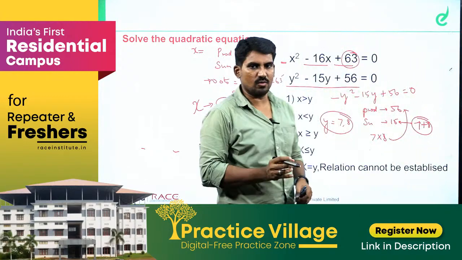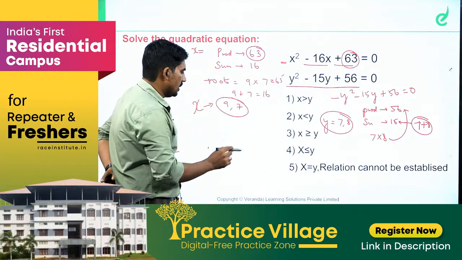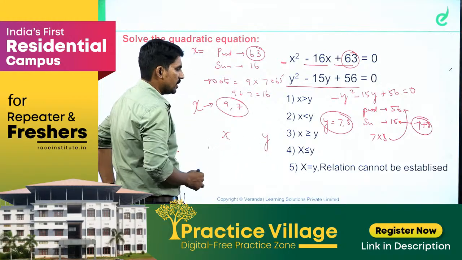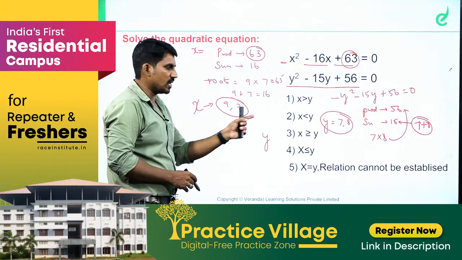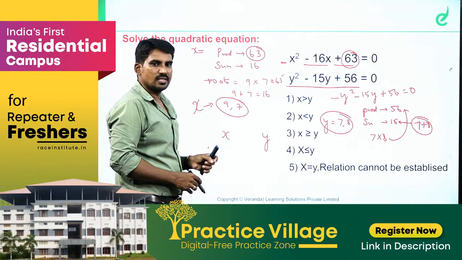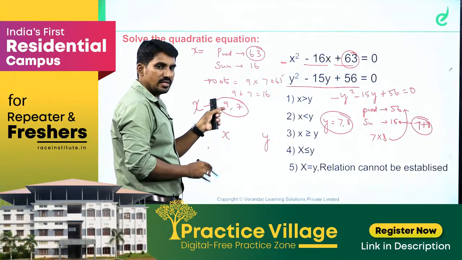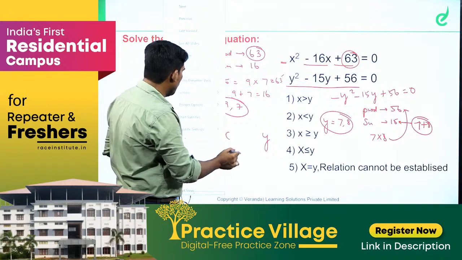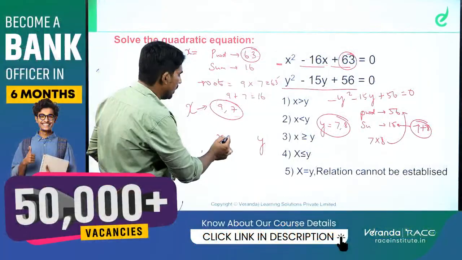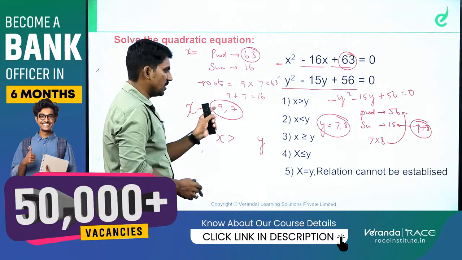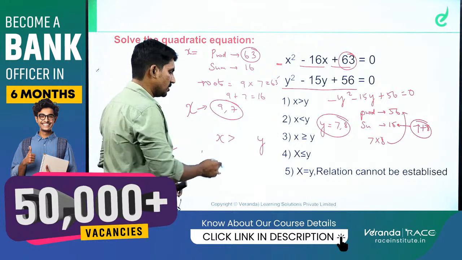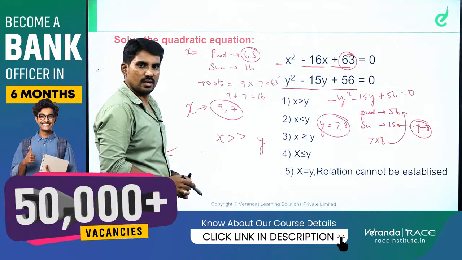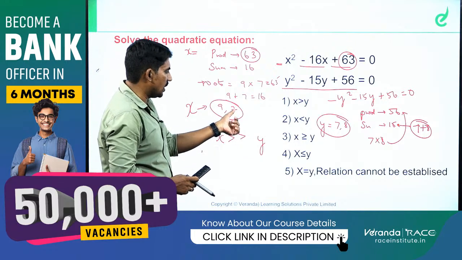Now comparison. How we have to do? Listen, first write x, then write y. Clear? X value 9. Compare with the remaining two values of y, 7 and 8. 9 is greater than 7, and 9 is greater than 8. Therefore greater. 9 is greater than 7, greater than symbol. 9 is greater than 8, greater than symbol. Right? Then compare next value.